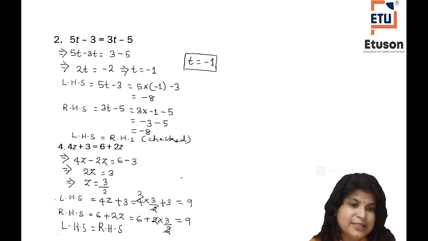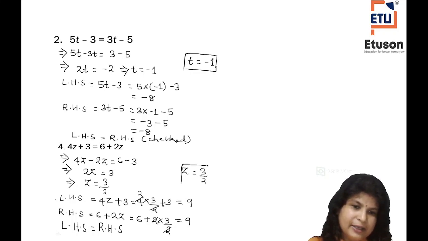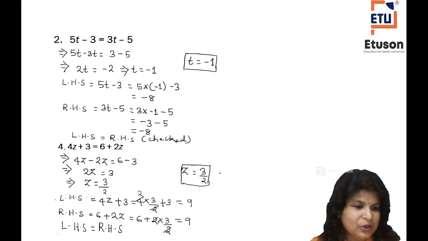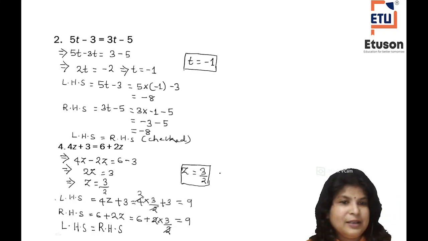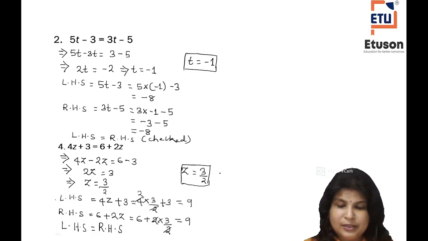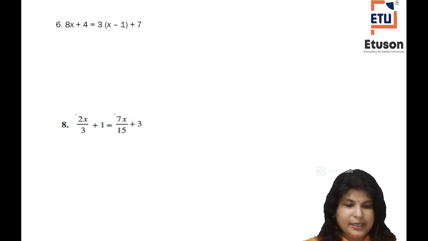Correct or not? So what is the solution value to this equation? You had got z is equal to 3 by 2. So the solution which you have obtained is absolutely correct. So this is your solution value. So these are very simple questions. Correct, students? Okay.